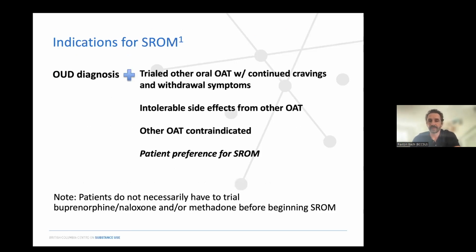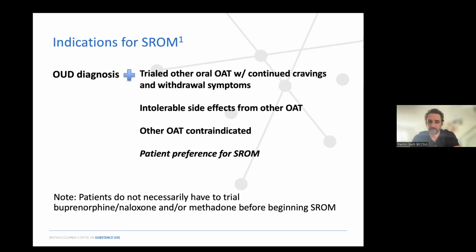Specific indications why you may consider rotation to slow-release oral morphine may again be that they've trialed multiple other forms of oral OAT without reaching the goals that they set for themselves. If they are having intolerable side effects from another form of OAT, for example, if they're on 80 milligrams of methadone, still finding it subtherapeutic, but experiencing significant hyperhidrosis, it may not be the right agent for them.